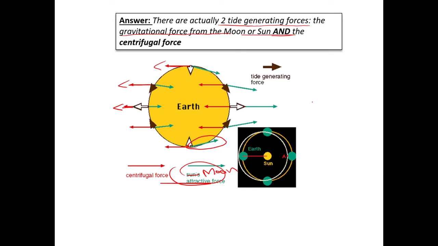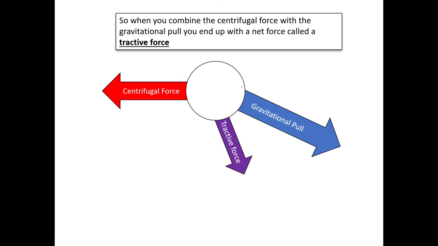And that's because, let's say you have the Moon here. I'm going to draw on the Moon right here. The gravitational pull is towards that, so you can see the gravitational pull going towards that. What's interesting is that centrifugal force and the gravitational force are not perfectly aligned to counterbalance each other. So you'll end up with a net force called the tractive force, okay? Tractive force is the combination of gravitational pull and centrifugal force. If I were to add up this arrow and this arrow and combine them, I'd end up with another arrow that is going in neither direction, right?